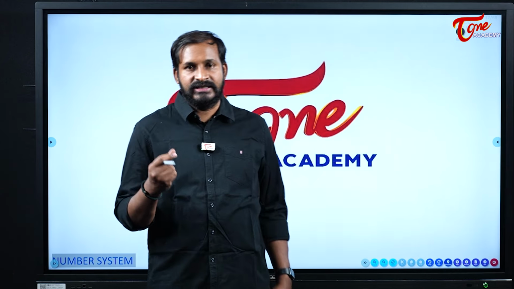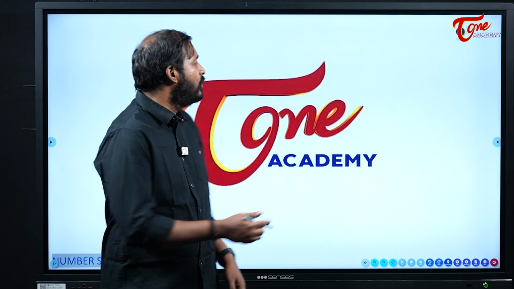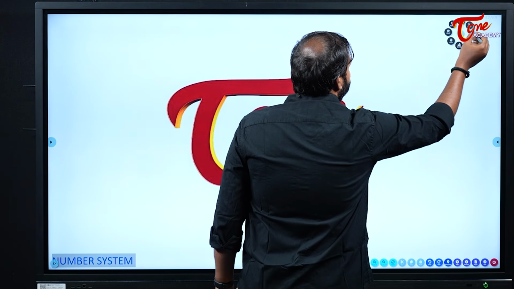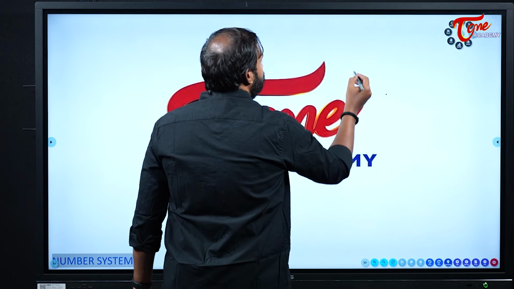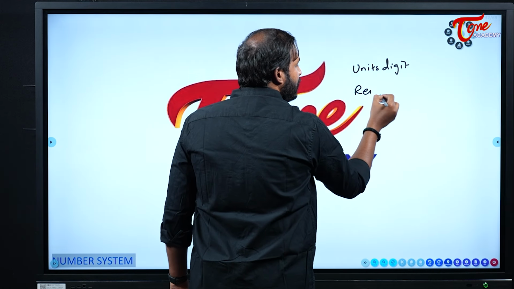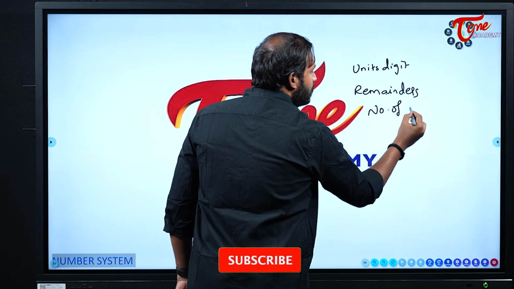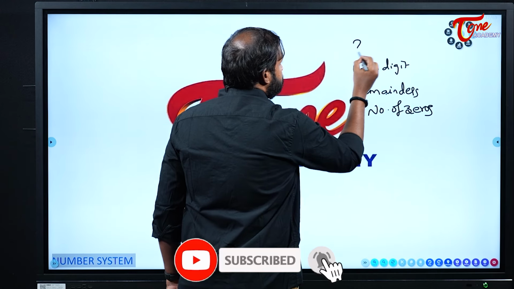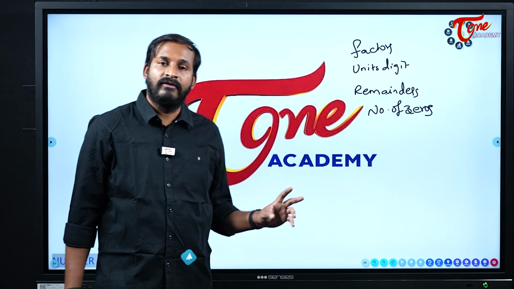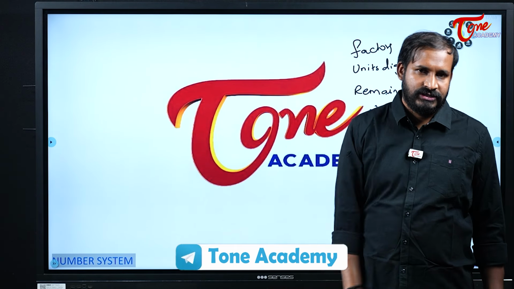With this, our first session of number system was finished. Later, in continuation to this session, we will have some important concepts like units digit, remainder theorem, remainders, number of zeros and factors. Don't miss those concepts also. We will have all these concepts which are very, very important in our number system. So, in our next session, we are going to learn about those concepts, right.